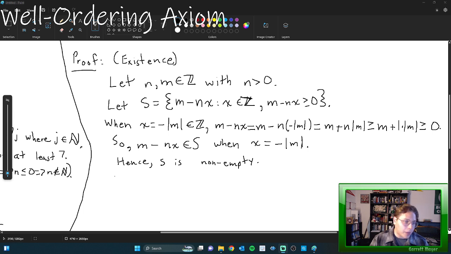Okay, so then by the well-ordering axiom, because the well-ordering axiom applies to natural numbers and to natural numbers including 0. Whether you include 0 or not, the well-ordering axiom applies. And this is a set of natural numbers because all are greater than or equal to 0. So by the well-ordering axiom, S has some smallest element r.